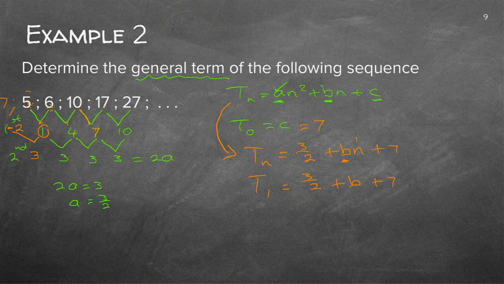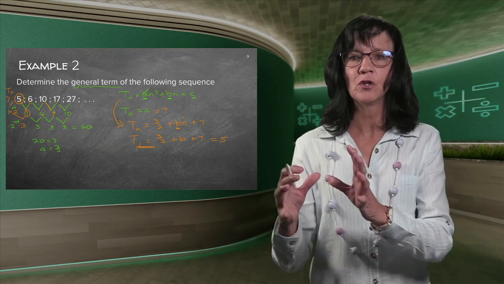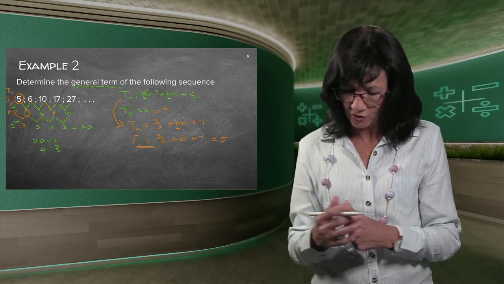And what was term 1? Remember, that orange thingy we worked out was term 0. Term 1 was 5. There. Remember, we do not like two equal signs in an equation. So this is just a statement, this part. We're going to use the back part now as my equation to solve the B.